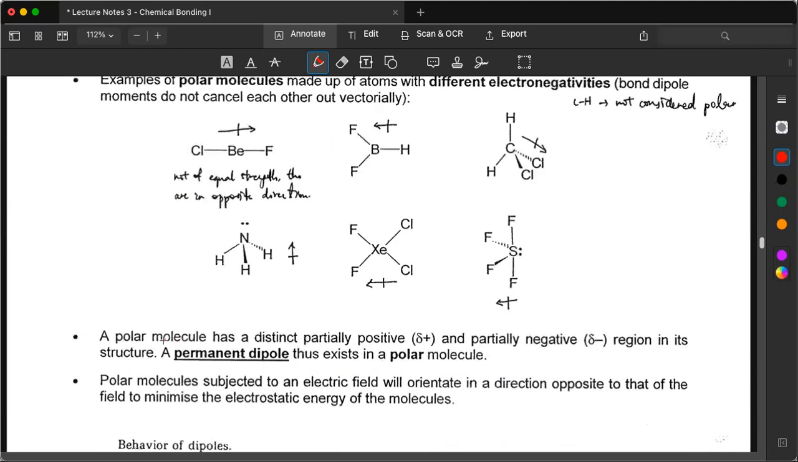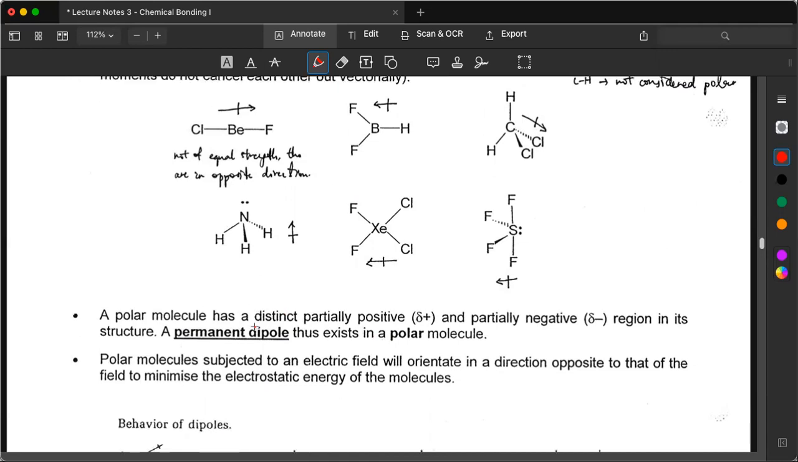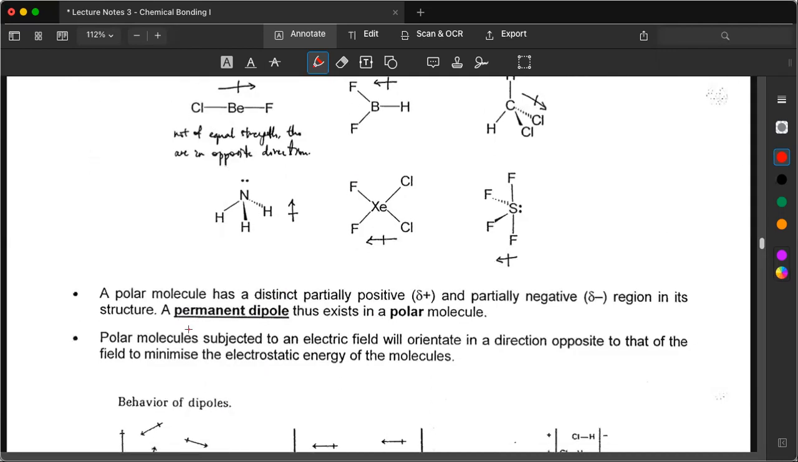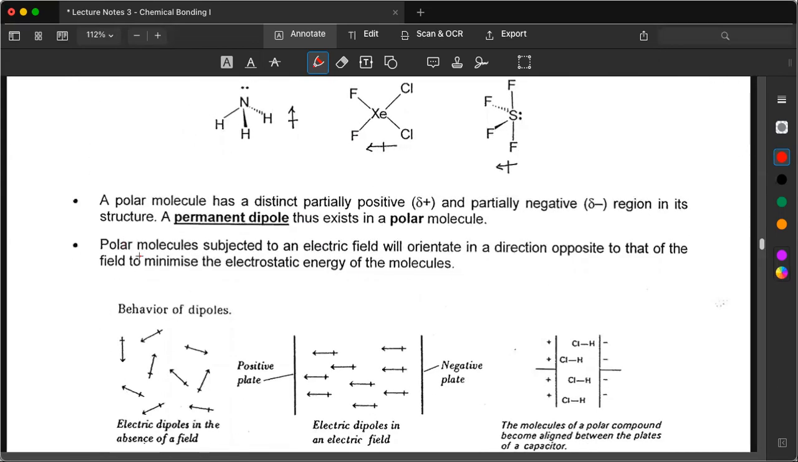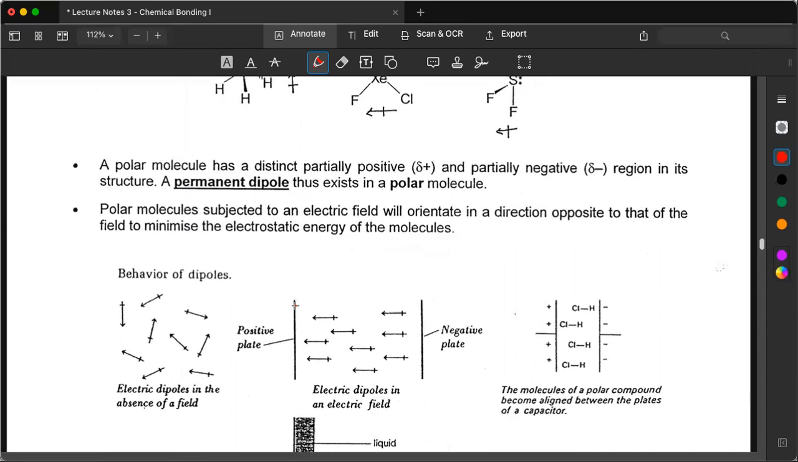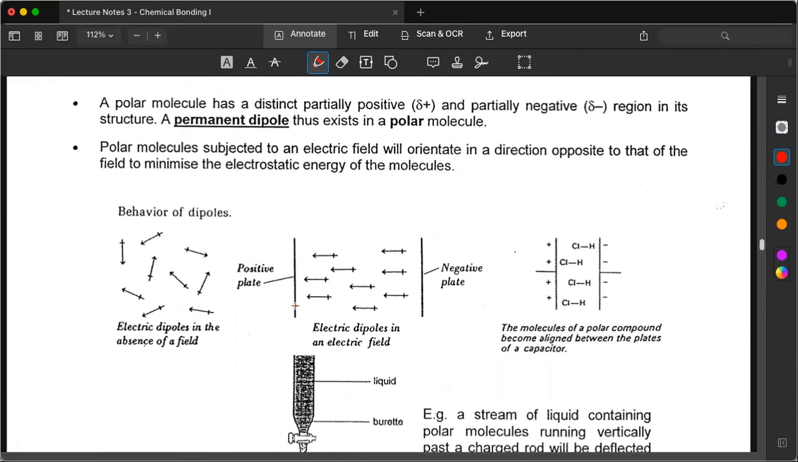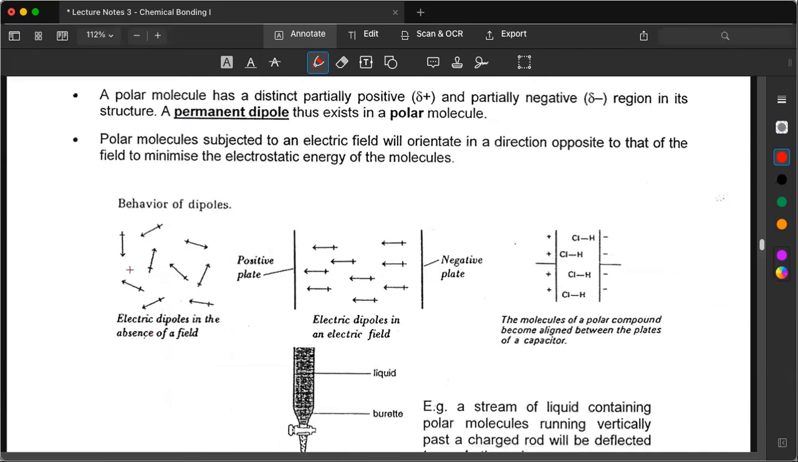Now, the polar molecule has a distinct partially positive and partially negative region in the structure. So in a polar molecule, there's a permanent dipole. Polar molecules subjected to an electric field will orientate in a direction opposite to that of the field to minimize electrostatic energy of the molecules. In the absence of the field, the dipoles are behaving in this way.